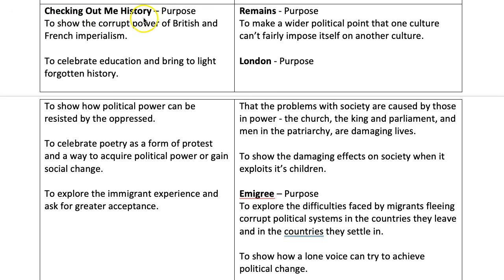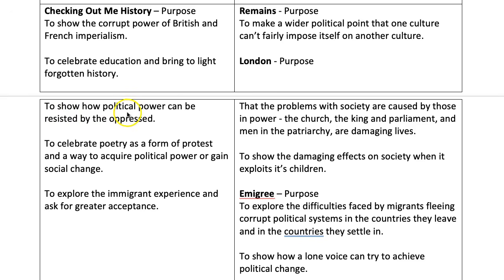Next, we have Checking Out My History. This is, as you've seen, a really cracking poem to use because it does have a really defined form and structure and will enable you to get the top grades. The purpose? Well, to show the corrupt power of British and French imperialism, to celebrate education and bring to light forgotten history. The whole point of this poem is about the history that we should be taught, and it's passionate about giving people the right education in order to change lives.